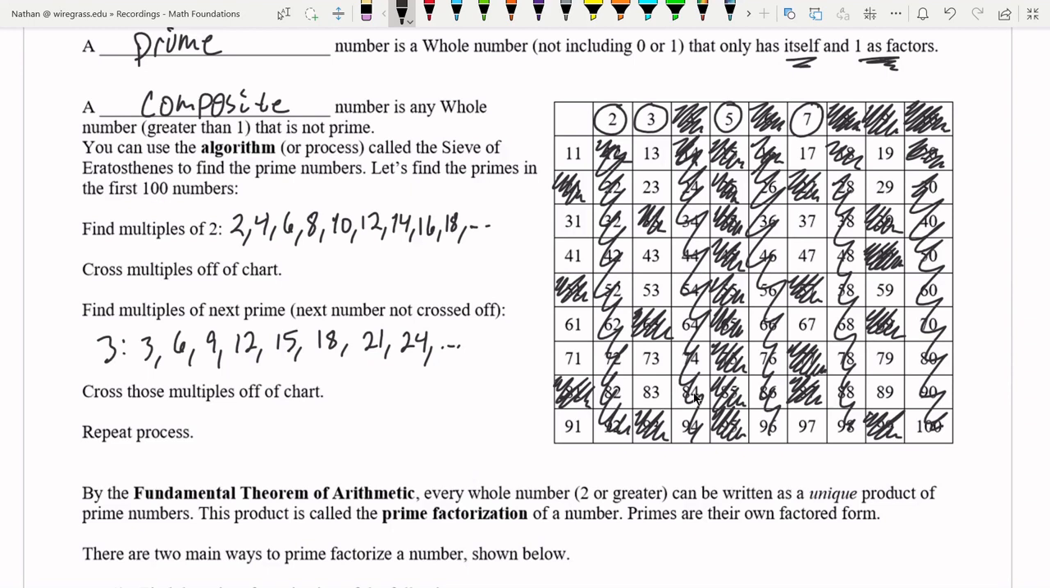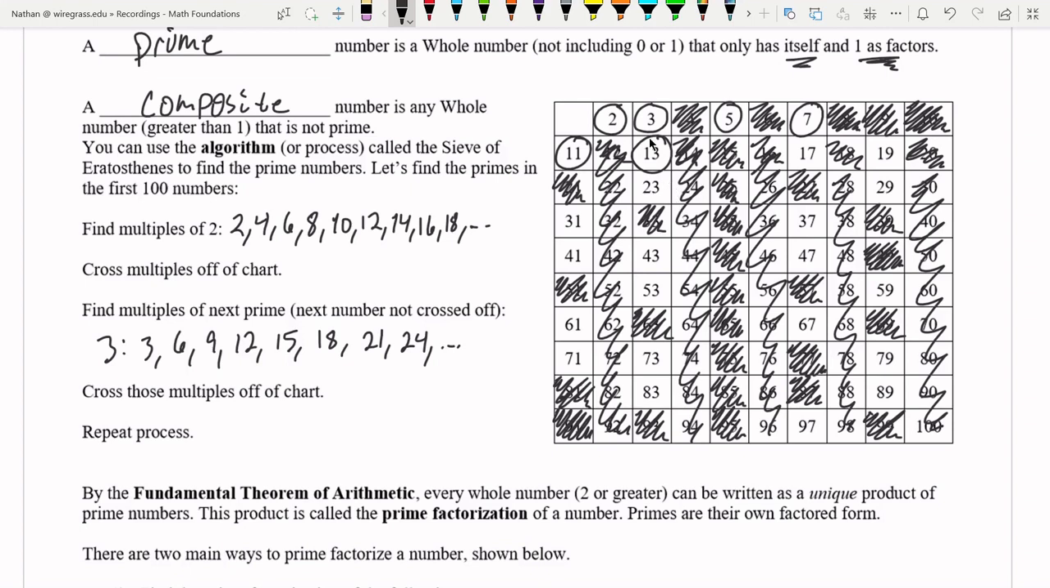Let's see, 84, 91, 98, and then that's it. Now we're talking about 11, 22, 33, 44, 55, 66. Those have already been crossed off. 13. And I'm just going to finish the process off here.